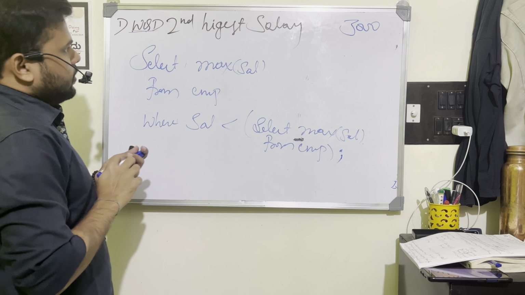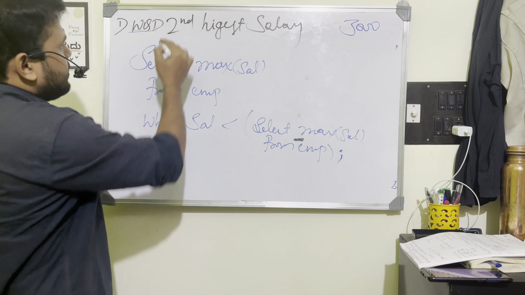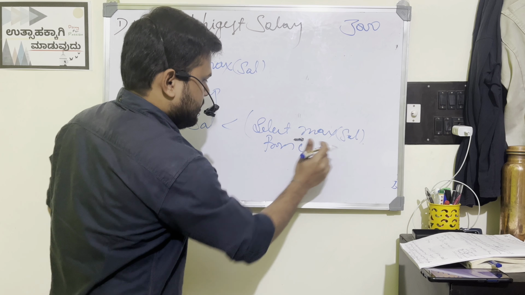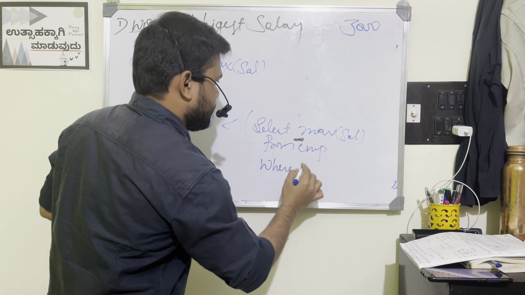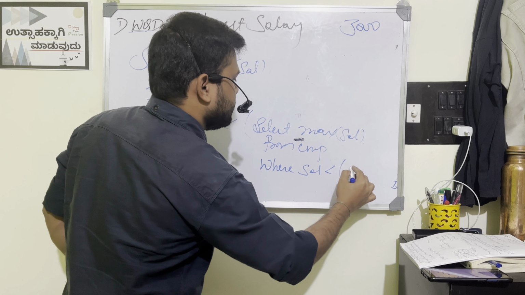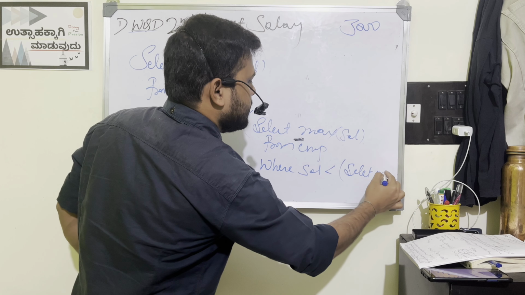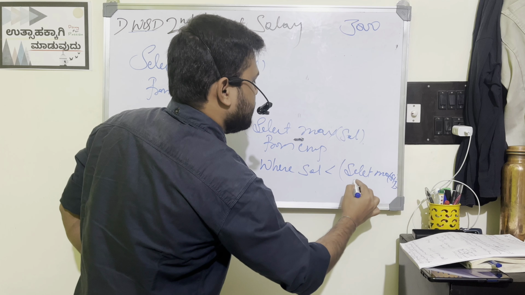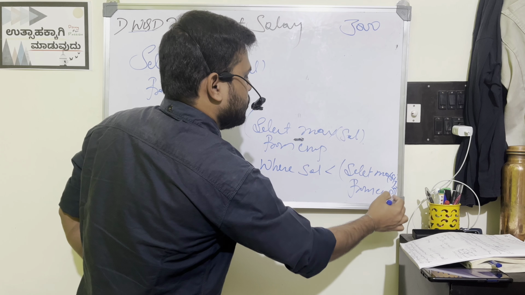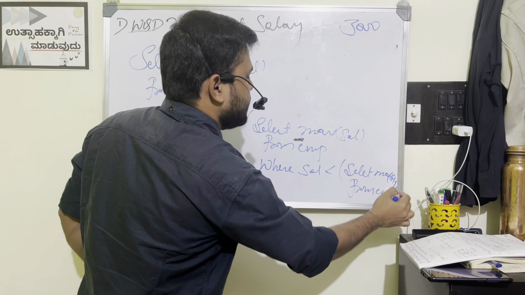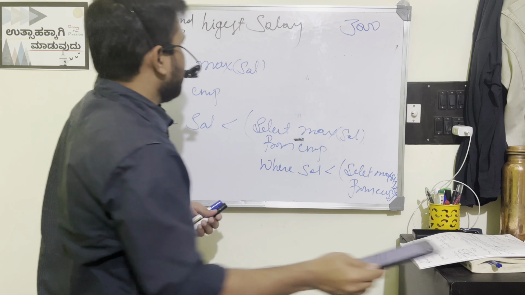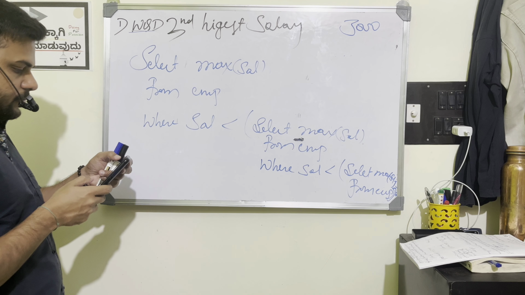Okay, if I want to find the third highest salary, I will extend the query: where sal less than select max of sal from EMP. Close the two parentheses and terminate with a semicolon. Let me execute this query. I will get the third highest salary here.